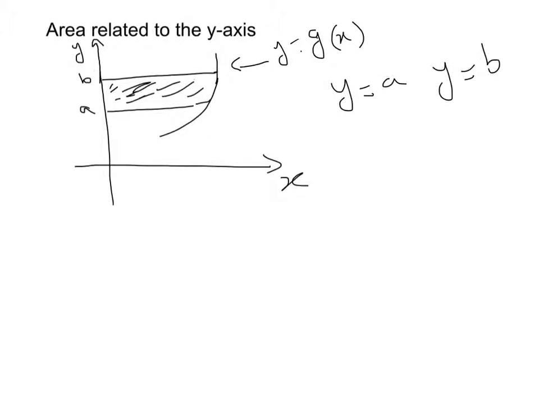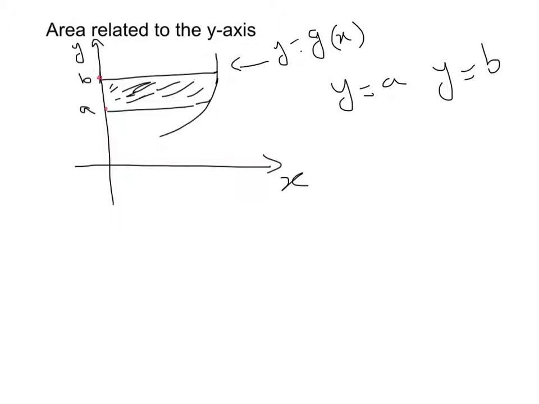For those who don't remember, y equal a is a line parallel to the x-axis passing through the point A, and y equal b is a line parallel to the x-axis passing through point B.